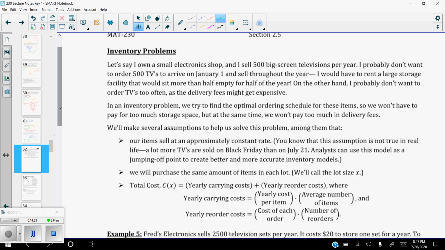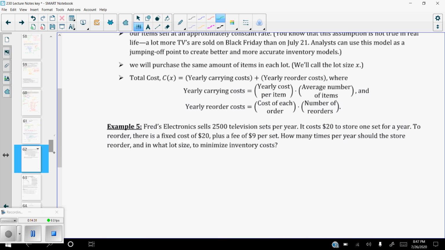And the total cost is the yearly carrying costs plus the yearly reordering costs, where the carrying cost is defined by the yearly cost per item times the average number of items, and the reorder cost is the cost of each order times the number of reorders. Now, it's the average number of items and the number of reorders that's really going to be the part that we have to think about. So let's go ahead and do our example, and do your best on this one.